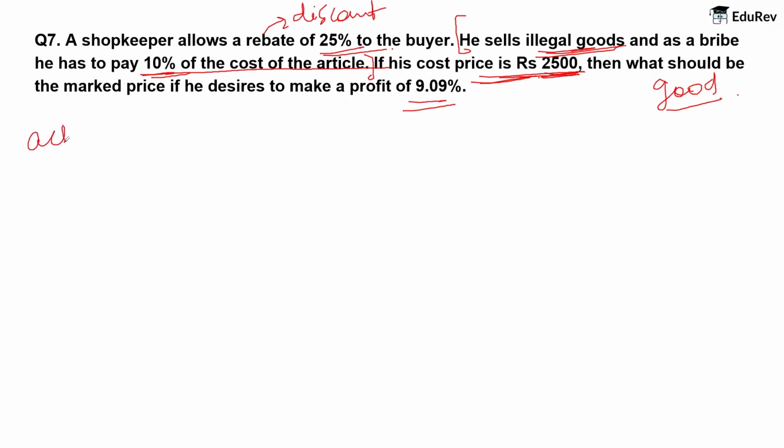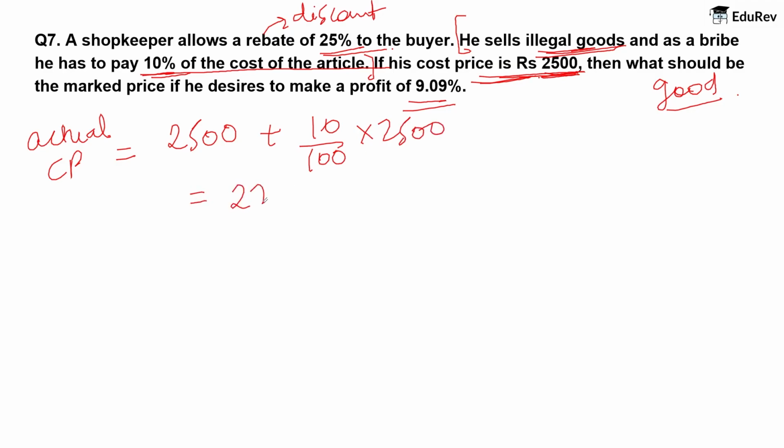So you know, actual cost price is the actual investment of the shopkeeper. So over here the investment is not just 2500, but also 10% of 2500. So the total cost price is 2750 rupees. So this is what you are going to use as your CP in the subsequent calculation in the question. Now you have the CP with you.